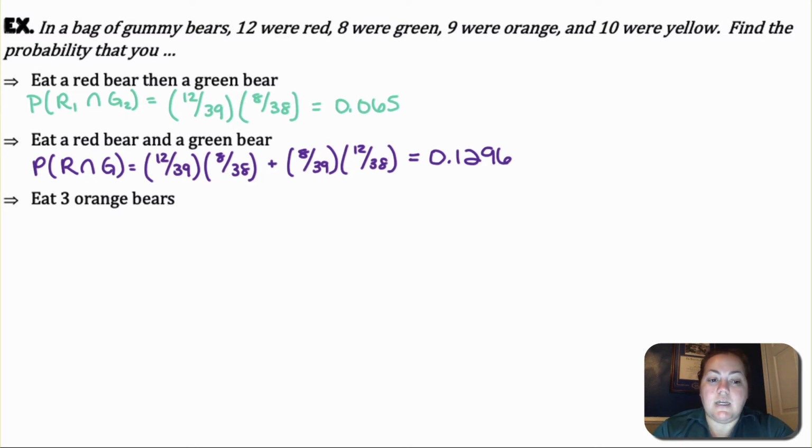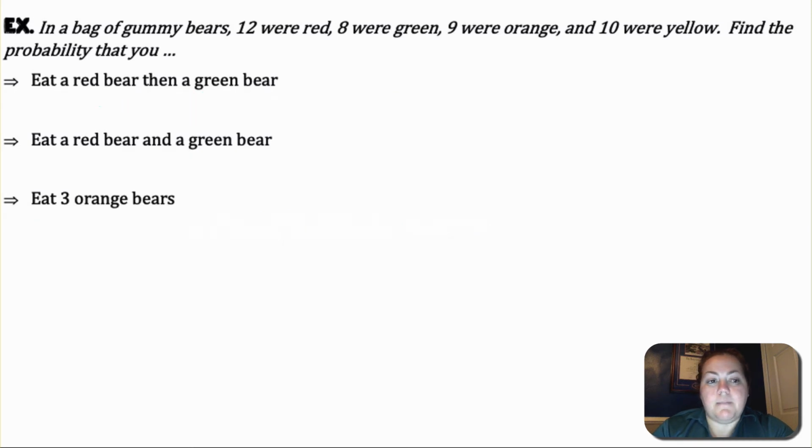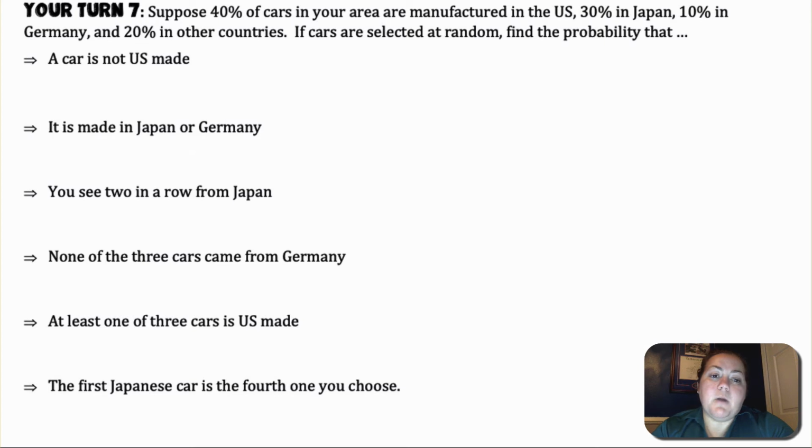All right, the next one, eat 3 orange bears. All right, so orange and orange and orange. So at first there was 9 oranges out of 39 total. Then there was only 8 oranges out of 38 total. Then there was only 7 oranges out of 37 total. All right, your turn. Go ahead and pause and try this.